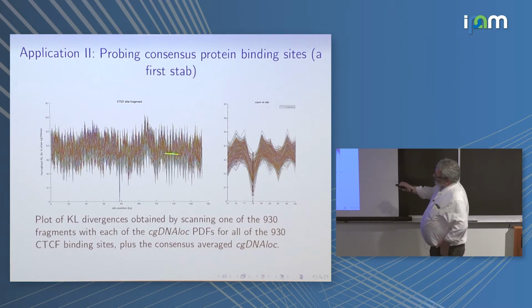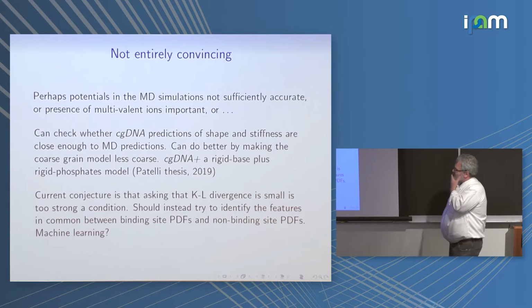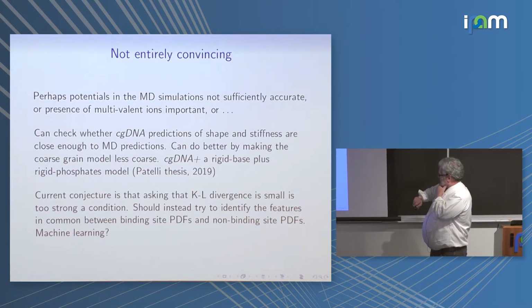So that's one plot with 930 curves, but it's like a matrix of interactions. So I could give you 930 such plots. They always have dips at the binding site, but it's not entirely convincing. There are all these dips here, and it's not exactly clear what's going on. So it's not entirely convincing. There are various things that could have gone wrong here.